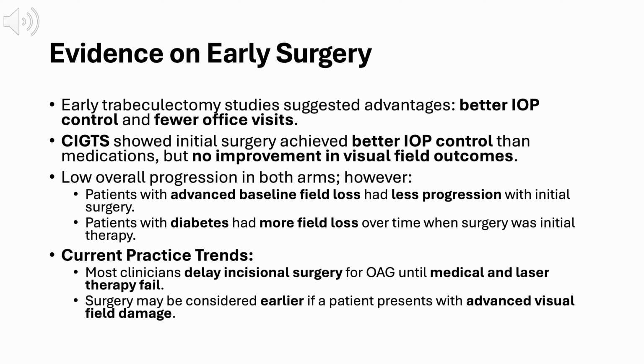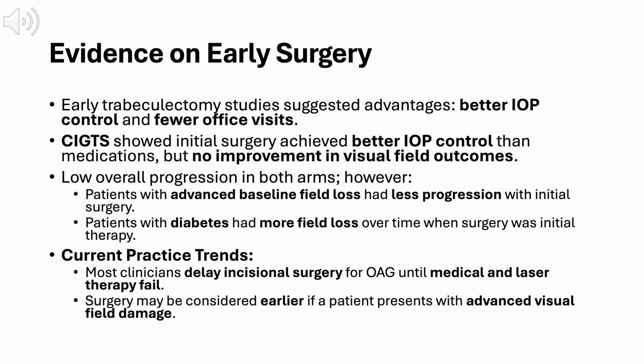Progression rates were low in both groups, yet certain subpopulations behaved differently. Patients who already had advanced baseline field loss actually fared better when surgery was used up front, with slower progression over time. In contrast, patients with diabetes tended to lose more field when surgery was their initial treatment. Those findings shape current practice. Most clinicians still delay incisional surgery for open-angle glaucoma until medications and laser therapy fail, but earlier intervention is considered when someone walks in with advanced visual field damage. It's a balance between preventing further loss and exposing the patient to the risks we discussed on the previous slide.